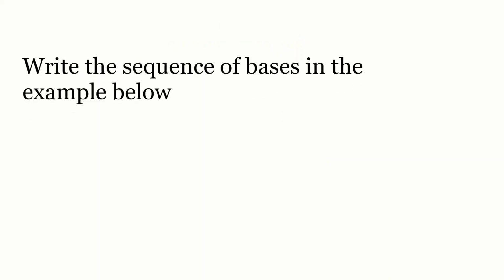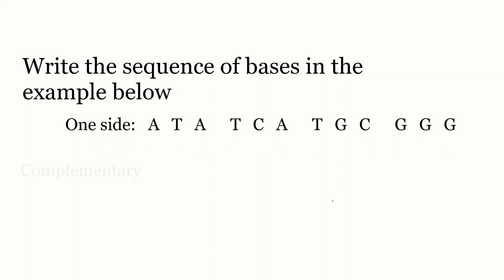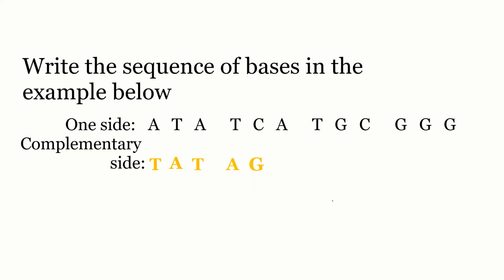Now write the sequences of the bases in the example below. This one is reminding us about the complementary base pairing. So A, we said, binds to T, T binds to A, and so on: TA, CG, AT, TA, GC, CG.